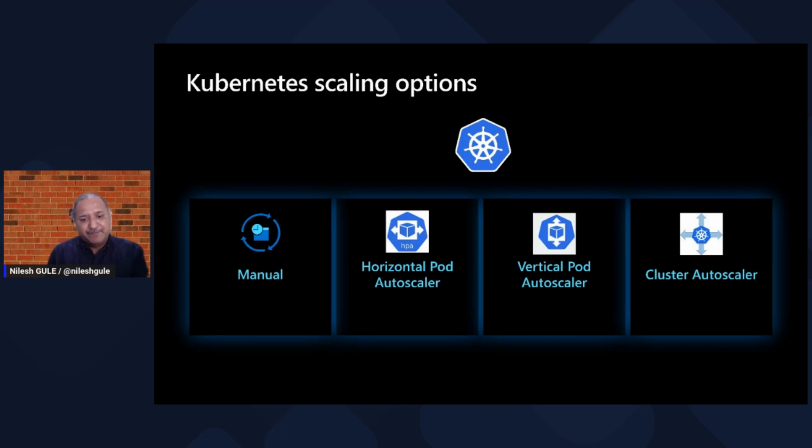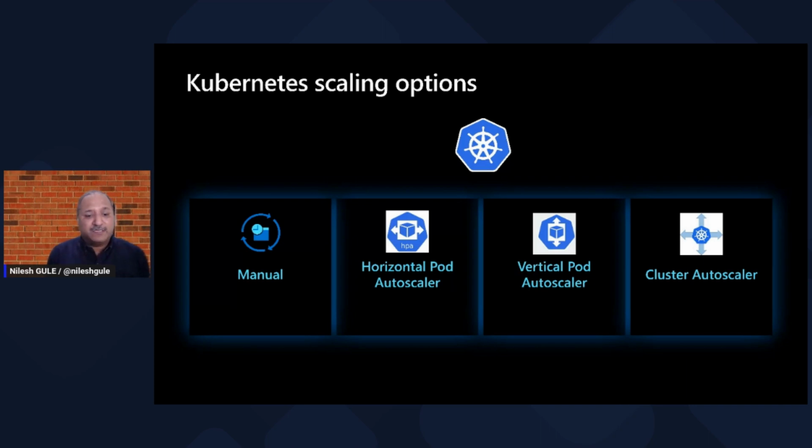On the other side, there is the vertical pod autoscaler, where we keep the number of pods the same, but we increase the resources allocated to the pod. So let's say initially we start with 500 MB of RAM and 2 CPUs given to a particular pod. As the workload increases and we realize that the resources allocated to that pod are not enough, the vertical pod autoscaler can automatically add more resources.